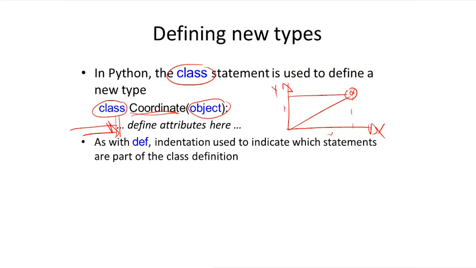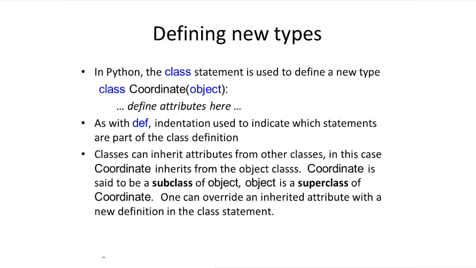I define a class with a name, some things it's going to inherit from, and then I give it some attributes. Now, a class can inherit attributes. And what does that mean? Here, Coordinate says it's a new type of object, but it is going to inherit from the underlying object class. And that's the basic class that Python has. Coordinate is said to be a subclass. Object is said to be a superclass of Coordinate.